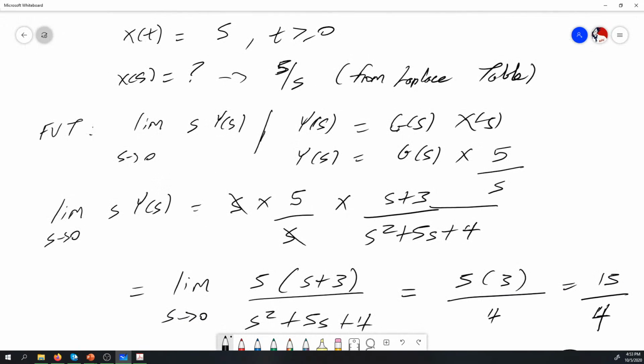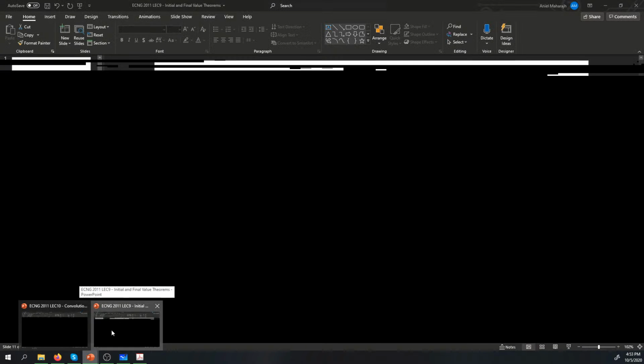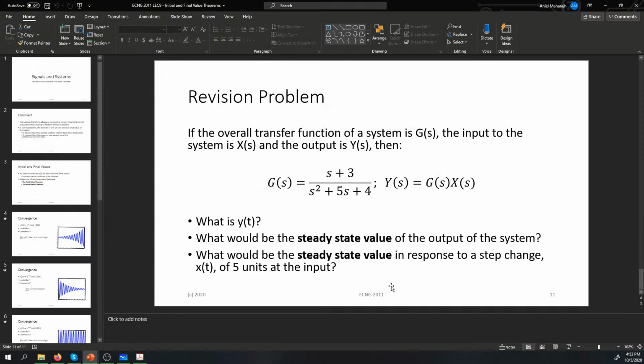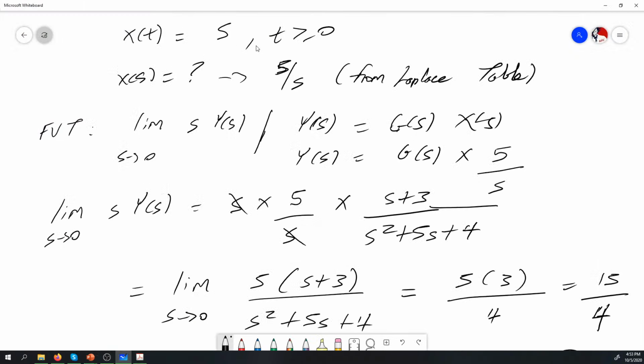And the third question basically asked us the steady state value in response to a step change x(t) of 5 units at the input. This means that now we're going to have to figure out, okay, we know x(t) is going to be 5 units at the input at t greater than or equal to 0. What's going to be the equivalent Laplace transform for us to get X(s)? So we know x(t) here is 5 at t greater than or equal to 0. Or what is X(s)?